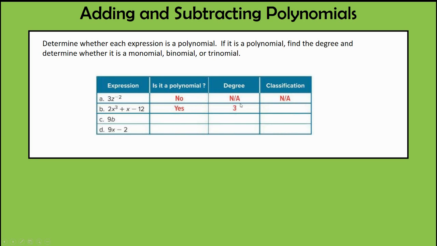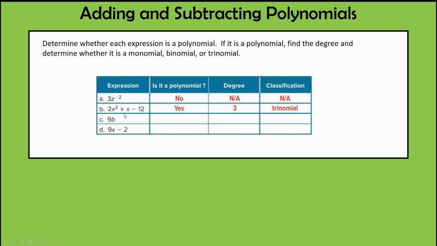Okay, classification: it has 3 terms, so it is a trinomial. They asked us to classify it here. If I had to classify it by its degree, I would say it is cubic, right? We said anything to the 3rd degree is cubic, but this classification meant by number of terms: binomial, trinomial, which was it?